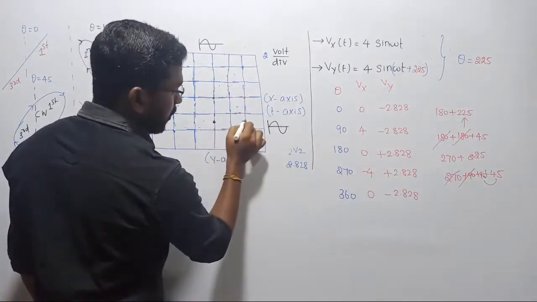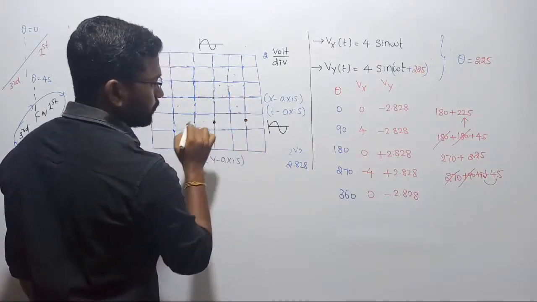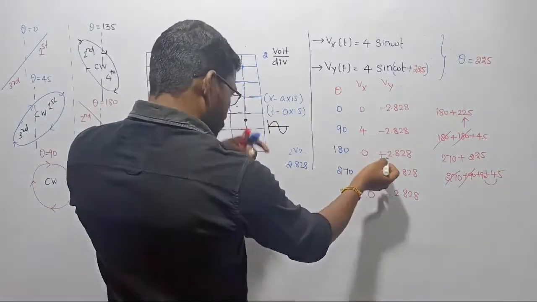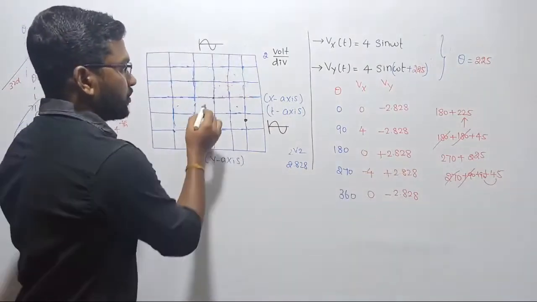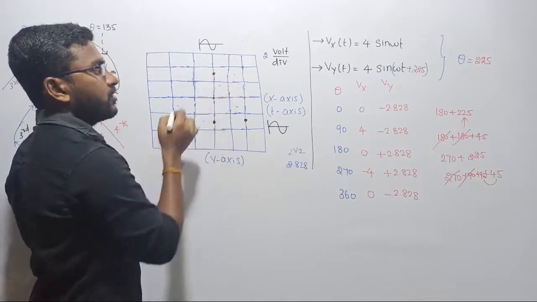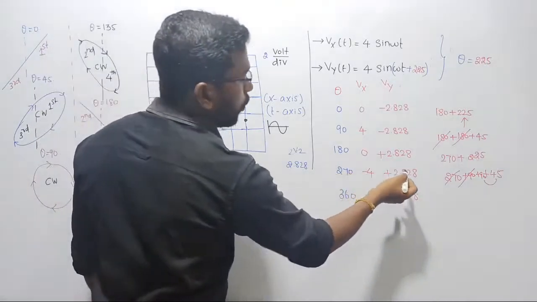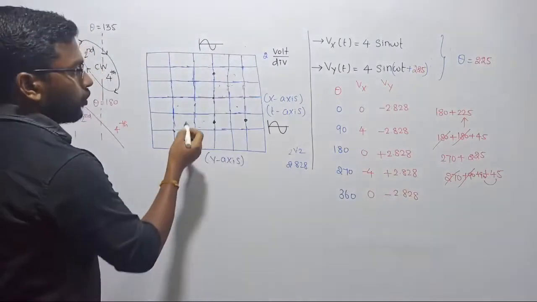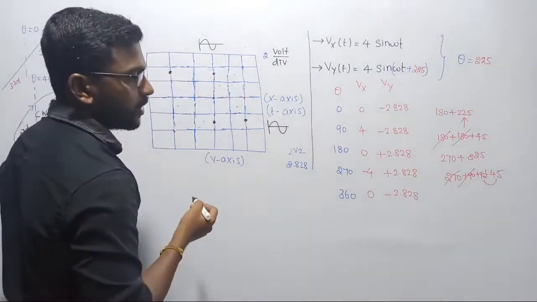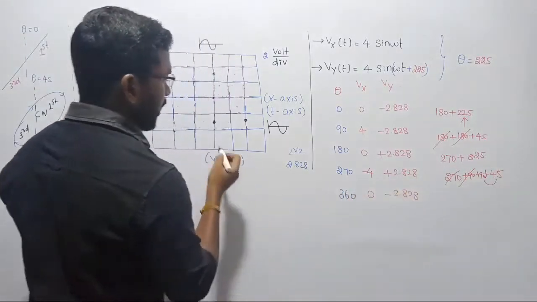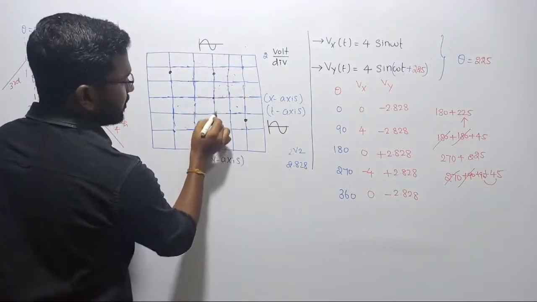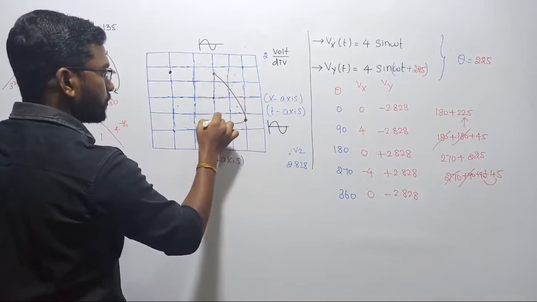If I join these 2 points, then one more spot will appear here. Next spot, 180 degree: the first value is 0, the second value is plus 2.828, so it will be displayed at this point. Next, x axis value is minus 4, y axis value is plus 2.828, it will be spotted at this point. And then the same point 0, minus 2.828. So we got 4 points here. Let me join them. I started our journey here anyway. Let me draw like this.